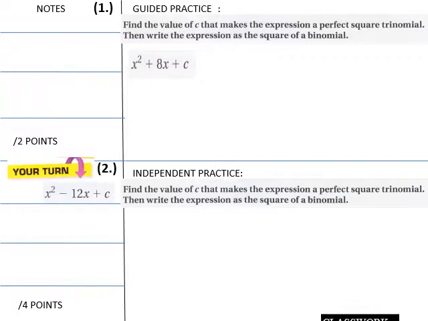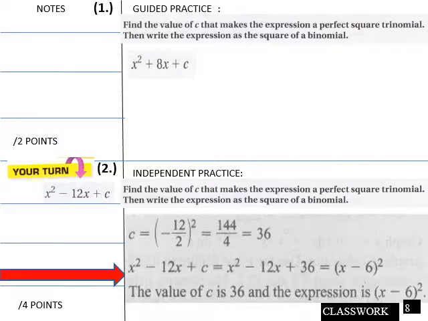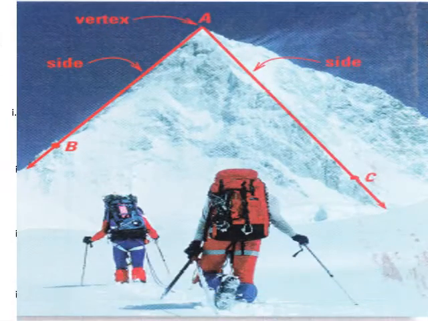And then, is it your lucky day, students? It might be your lucky day here. I do help you out here. So it's negative 12 over 2. This is our b here. Negative 12 over 2 squared would be 36. So now we have our perfect square. It's x squared minus 12x plus 36 equals (x minus 6) squared. The value of c is 36, and here's your expression to complete this trinomial to make it a perfect square trinomial.